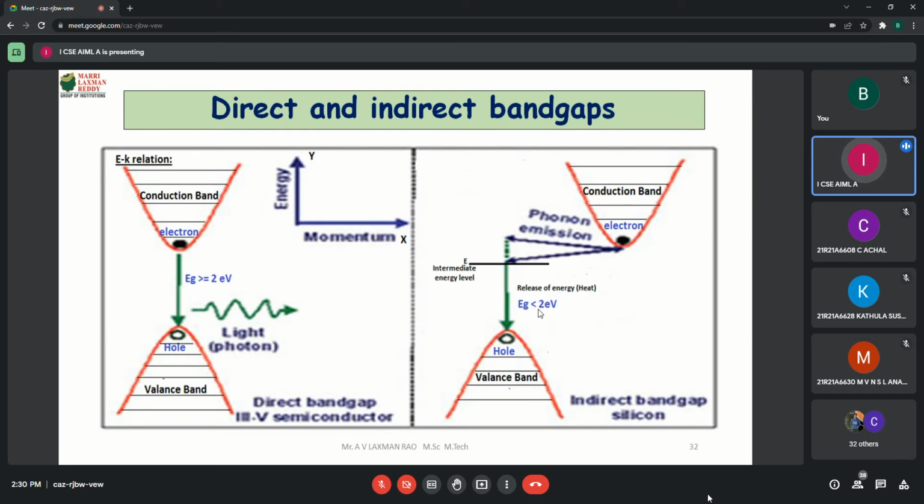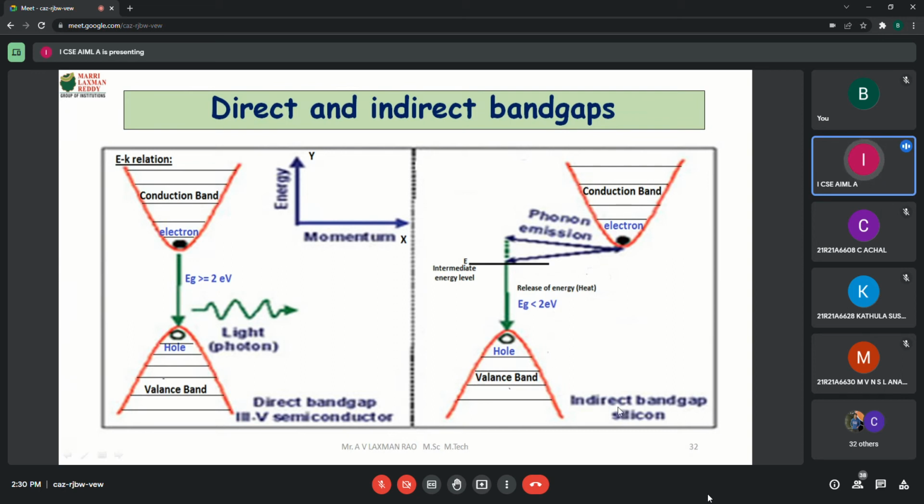Energy has to be released. If a lesser amount is released, it is in the form of heat. If greater than 2 electron volts of energy is released, it is in the form of light. Energy in general will be released; we call it thermal emission or photon emission. Emitted is nothing but releasing. Okay, so in the indirect band gap semiconductor, this is what happens.